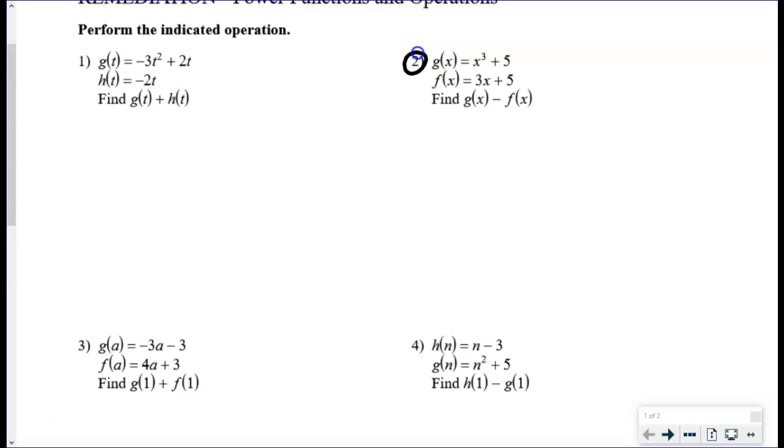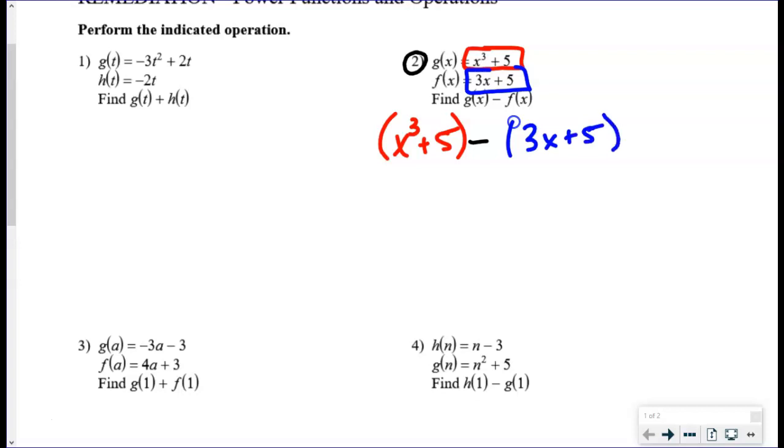Number 2. So we have functions g and f, and they want me to subtract g minus f. What I'm going to suggest you do is bust out the colors and go slow on this question. Function g would be x to the third plus 5, and they want you to subtract function f. There's nothing wrong with using parentheses around your functions all the time, as long as you know what you're supposed to do with them. So function f is 3x plus 5, but remember, we're subtracting these two functions.